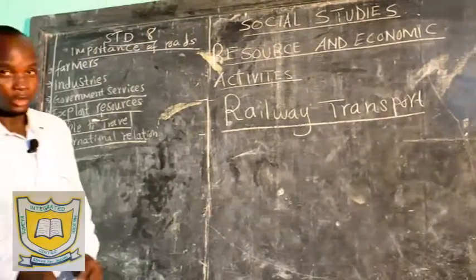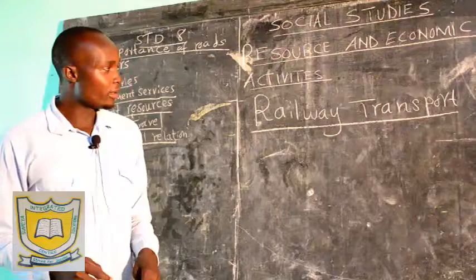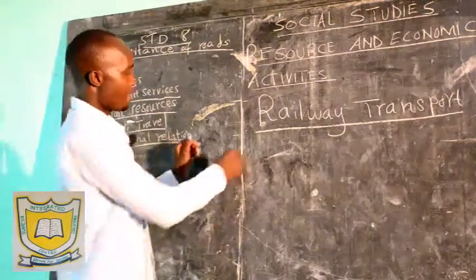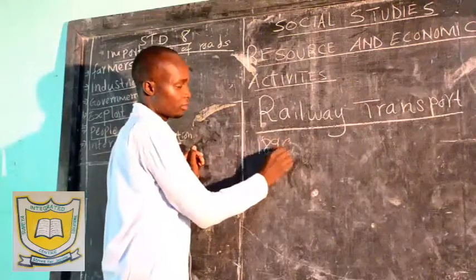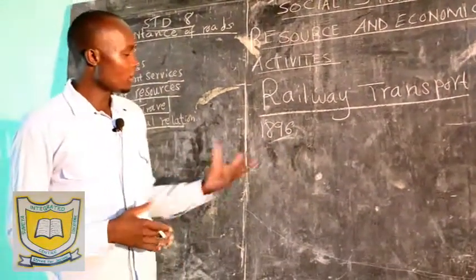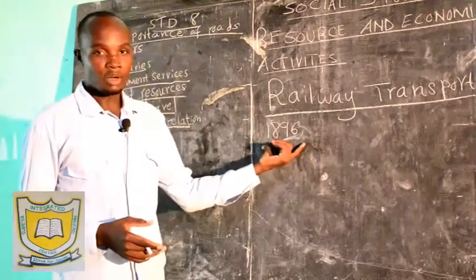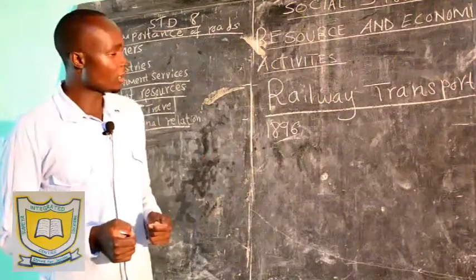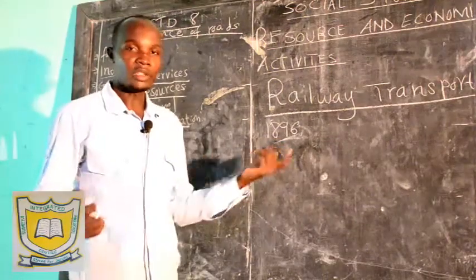So railway transport, the first railway was established in Kenya in 1896. That is during the colonial time. It was called the Kenya-Uganda Railway. The main reason for building this railway was to open up the interior of Eastern Africa.